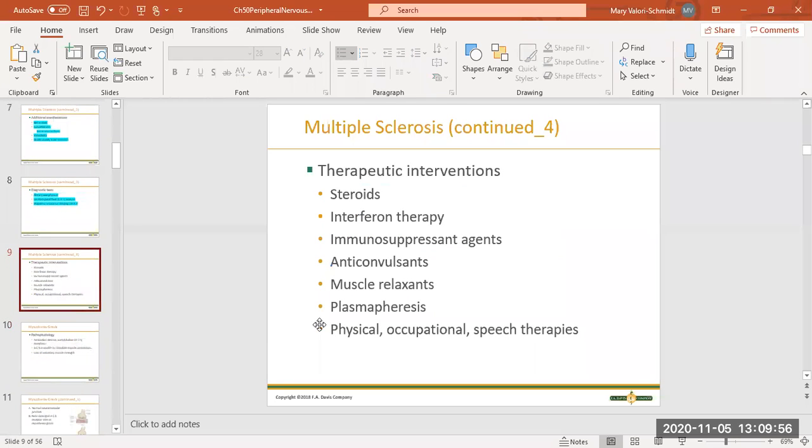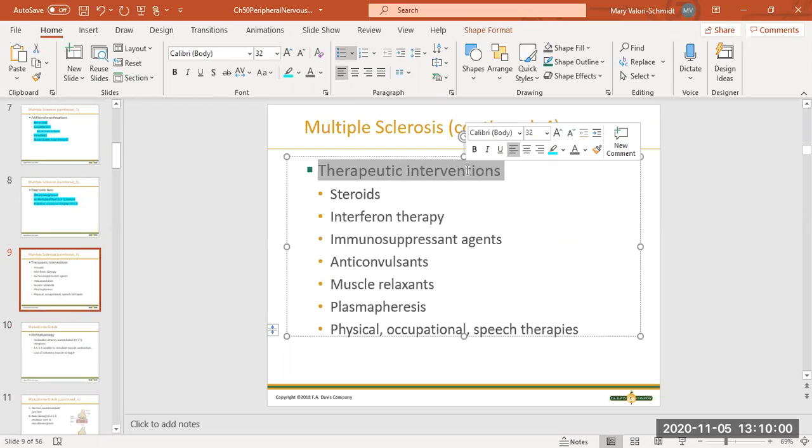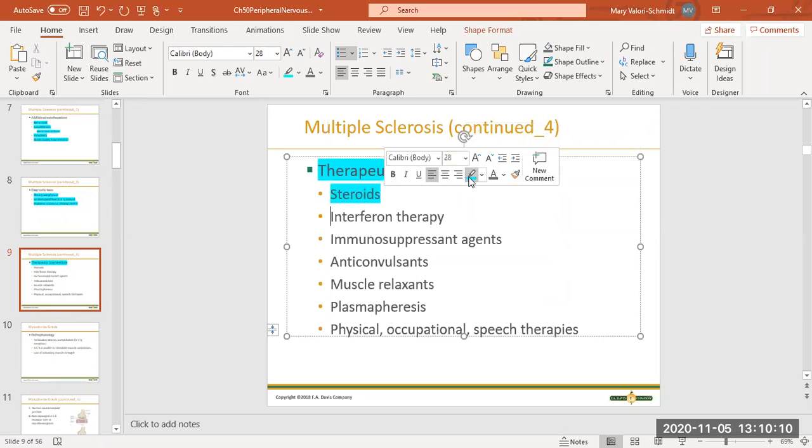And then how do we treat it? What are the interventions? So, you know, there are lots of things that we can do. We can't cure it, but we can sometimes manage the symptoms. And so what you need to know: steroids, and by steroids we mean corticosteroids. And I'm going to actually put that here in parentheses, corticosteroids, which are drugs like prednisone.